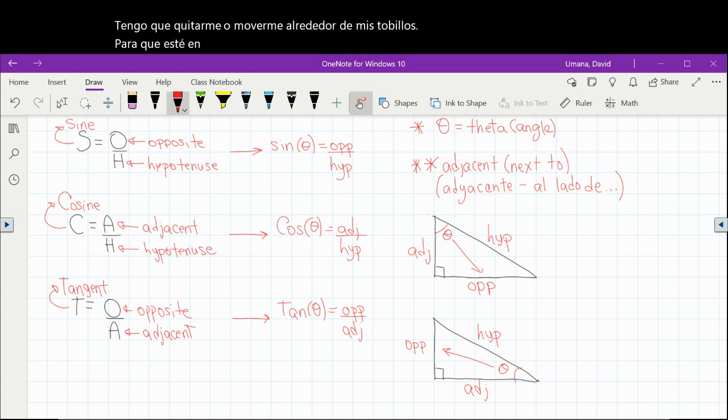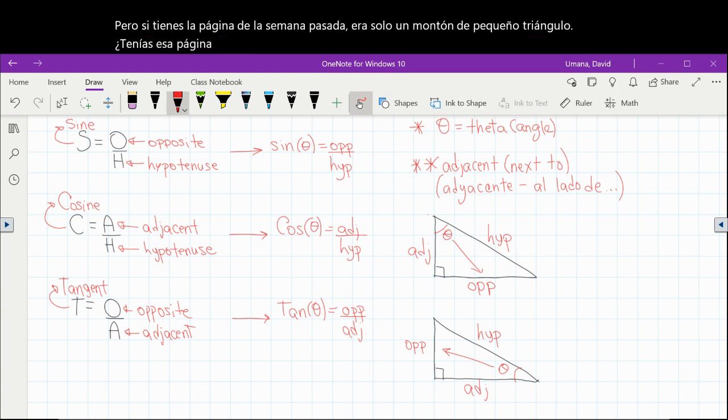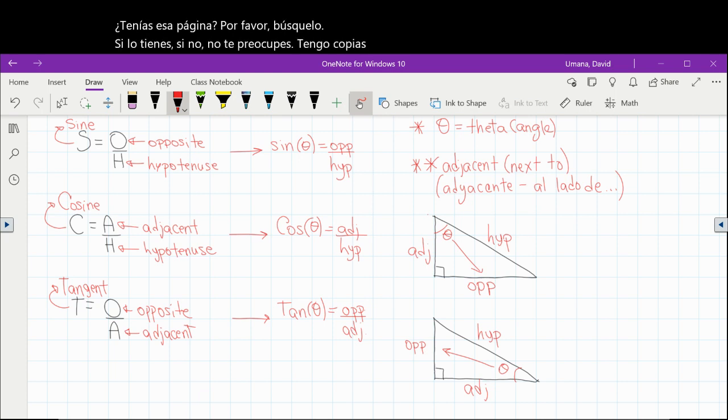place. Okay. Now, last week, I gave you guys a page that looked like this, and I told you to hang on to it because there was notes. I'll show you what it looks like in a minute. But if you happen to have the page from last week, it was just a bunch of little triangles. If you have that page, please take it out. If not, don't worry, I have copies for anybody who might need it.